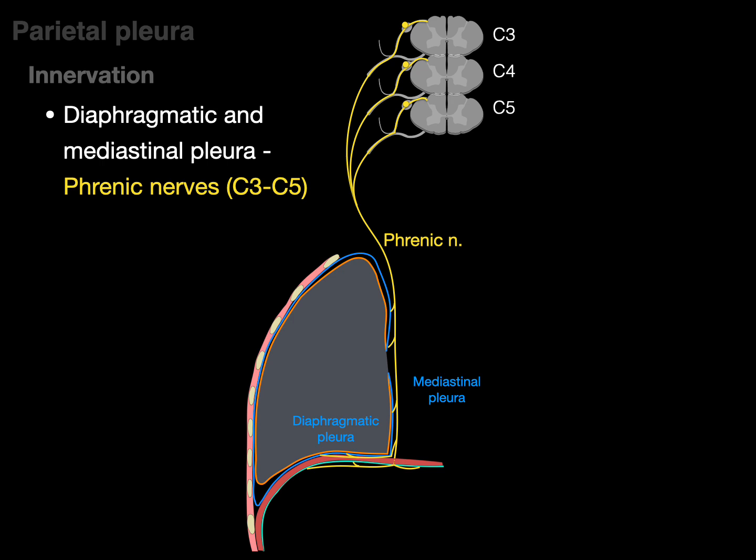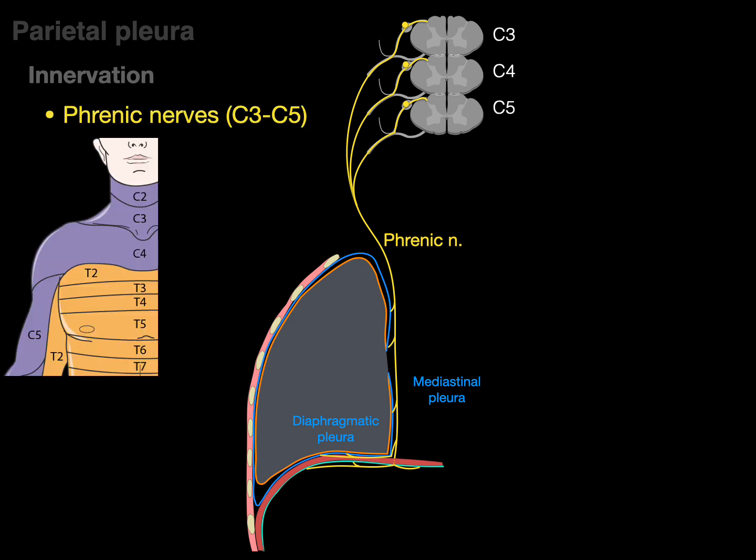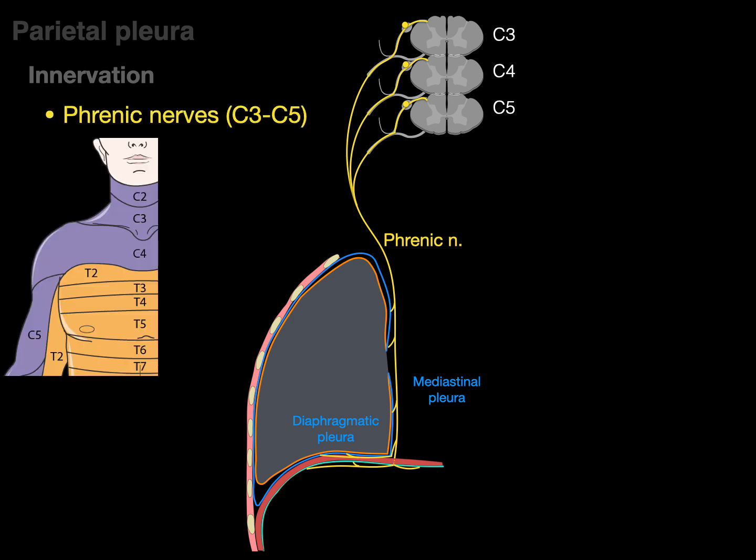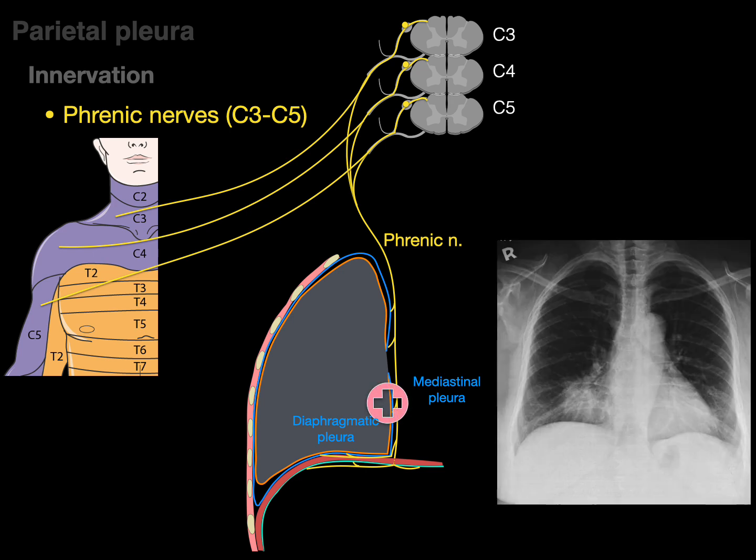So now let's say we look at this mediastinal pleura, okay? Now one thing that happens is the phrenic nerve takes sensation from the mediastinal and diaphragmatic pleura. But also, you've got the C3, C4, 5 spinal nerves that send from their dermatomes to the same spinal cord levels.